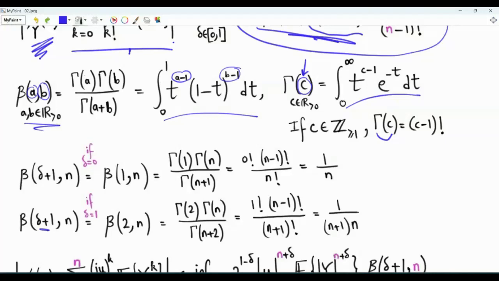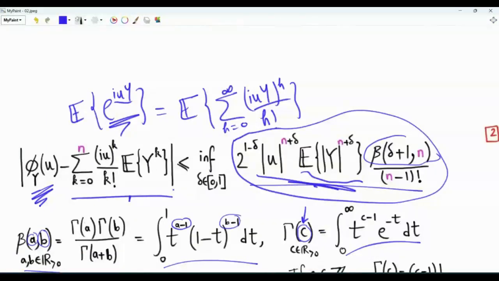If delta is equal to 1, then this is equal to 2. We have beta of 2 comma n, and this is gamma of 2. That's 1 factorial, which is 1. And then we have gamma of n. And in the denominator, we have gamma of n plus 2, the sum of these two. In this case, we have the ratio. In the numerator, we have n minus 1 factorial. In the denominator, we have n plus 1 factorial. And this ratio is 1 over n times n plus 1.